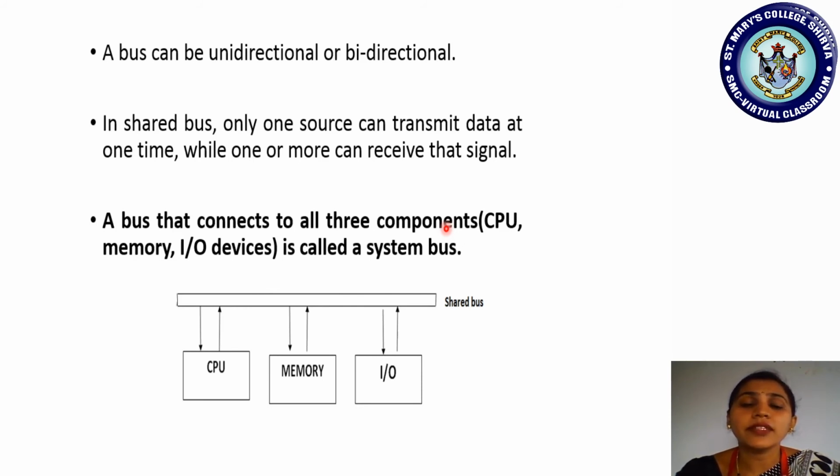So other peripherals or other components have to simply receive it but don't transfer. A bus that connects to all three components, that is the CPU, the memory and the IO devices, is called a system bus. So if you check here, the shared bus is what gets connected to the CPU, memory and input output devices.